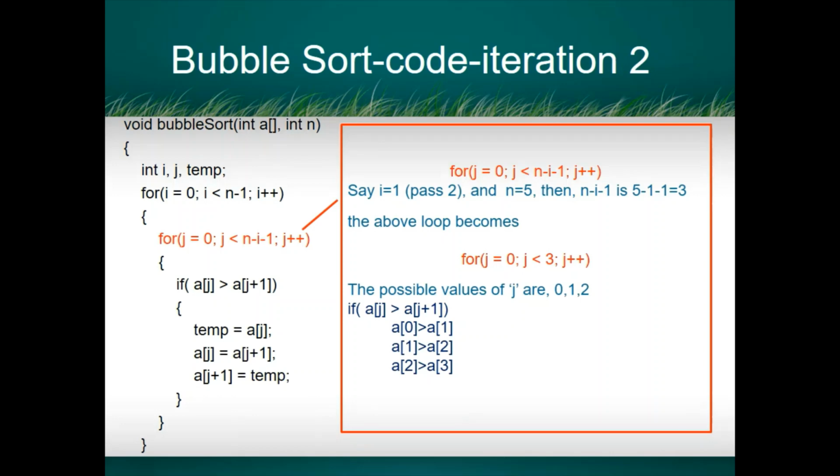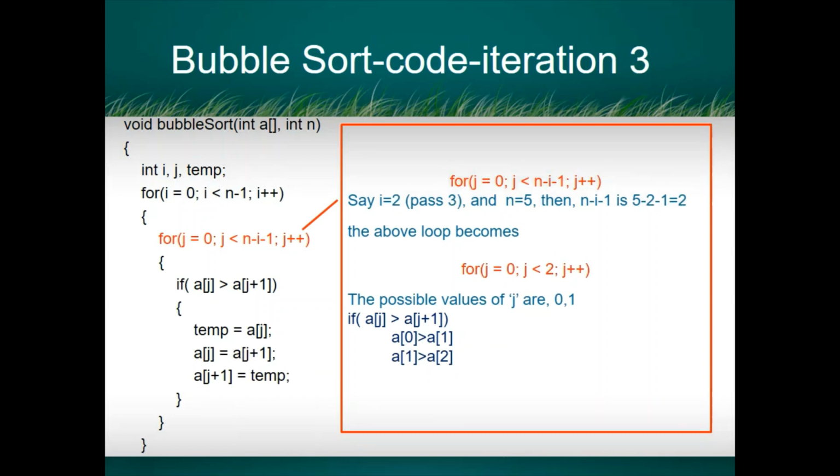So in the second pass, the possible values of j are 0, 1 and 2. In the third pass, the possible values of j are only 0 and 1. So we are comparing only the first element and the second element, that is a of 0 and a of 1, plus a of 2 also. Then in the last pass, we will compare the first two elements, which are a of 0 and a of 1.